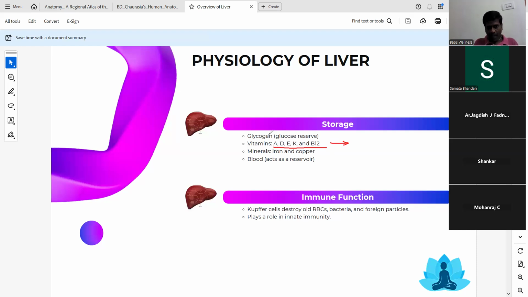Already we have seen that glucose is converted into glycogen and stored here, as an energy reservoir. And then this also stores the iron and copper. And it stores blood also. So this acts as a reservoir of the blood.